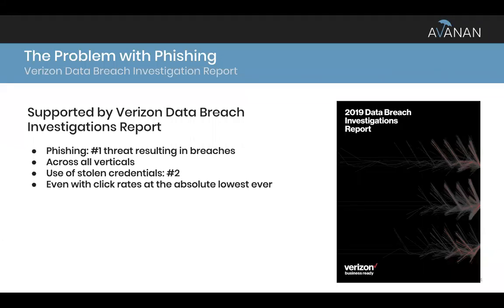And the ironic thing is that this comes at a time when click rates are at the lowest they've ever been. So what is a click rate? Click rate is essentially how organizations measure whether or not their users are falling for phishing scams. They measure it by sending fake phishing emails to the user community in an organization, then measuring who opens the phishing email and who actually clicks on a link within it. Click rates are at the lowest they've ever been, below 3% now for the first time, but the problem is greater than ever.